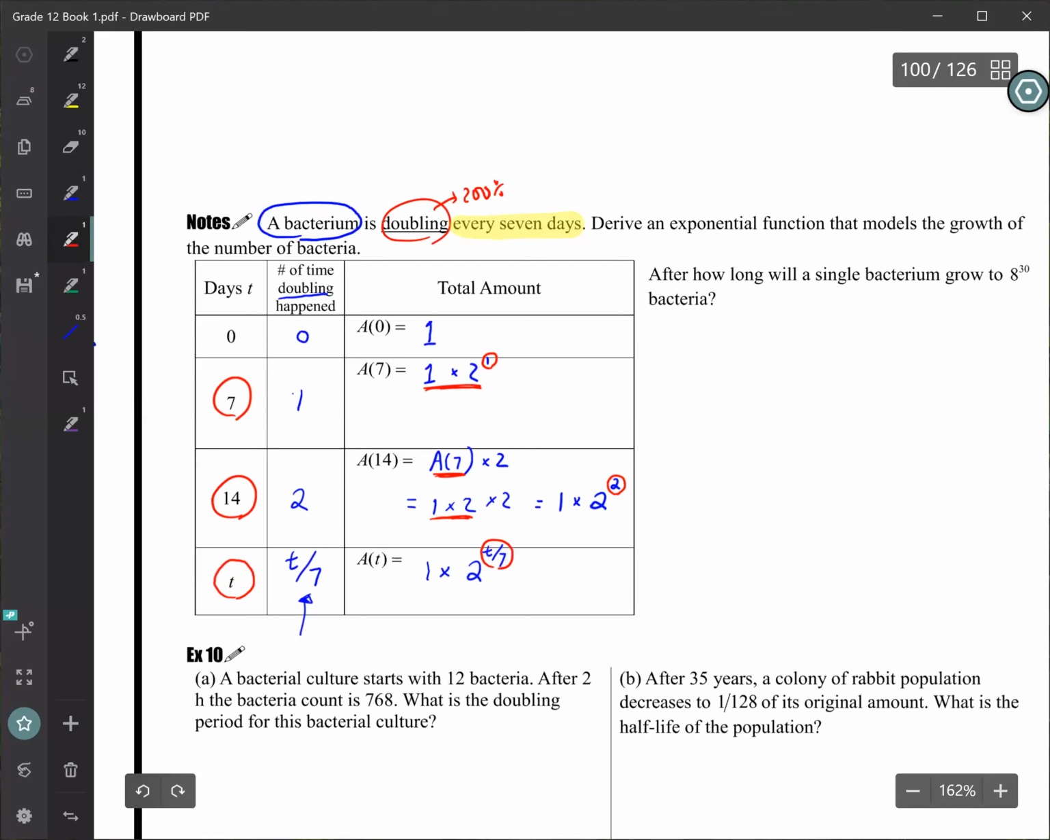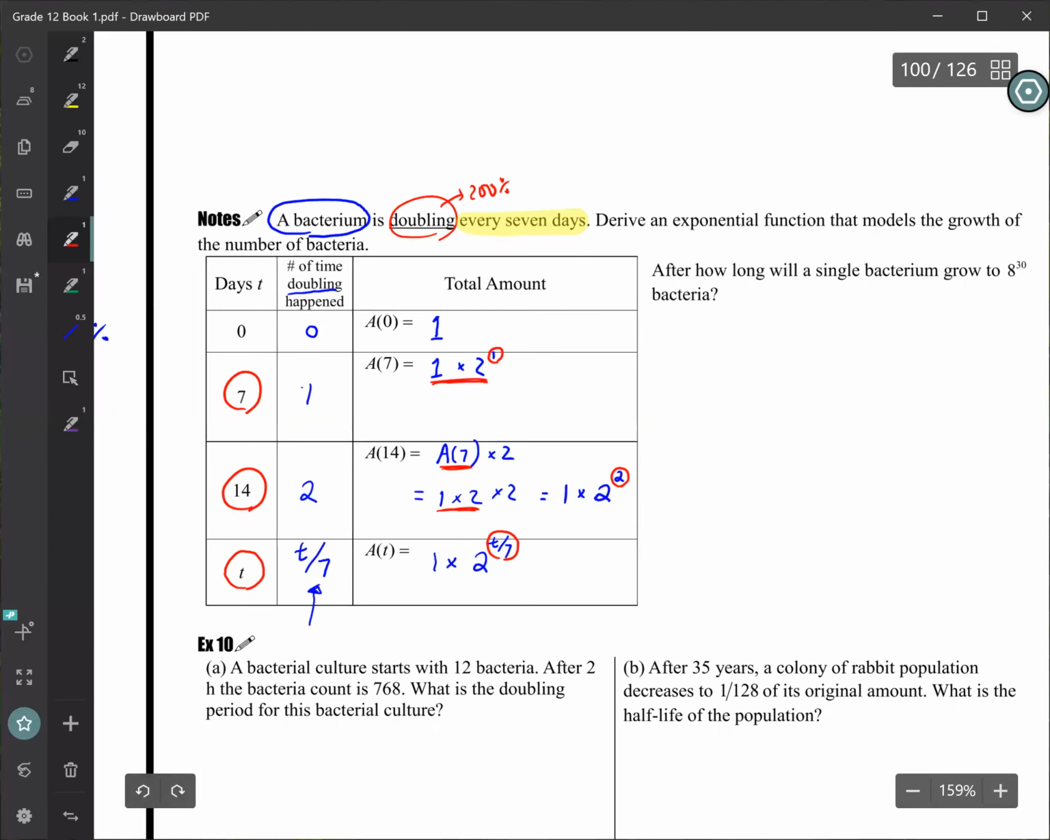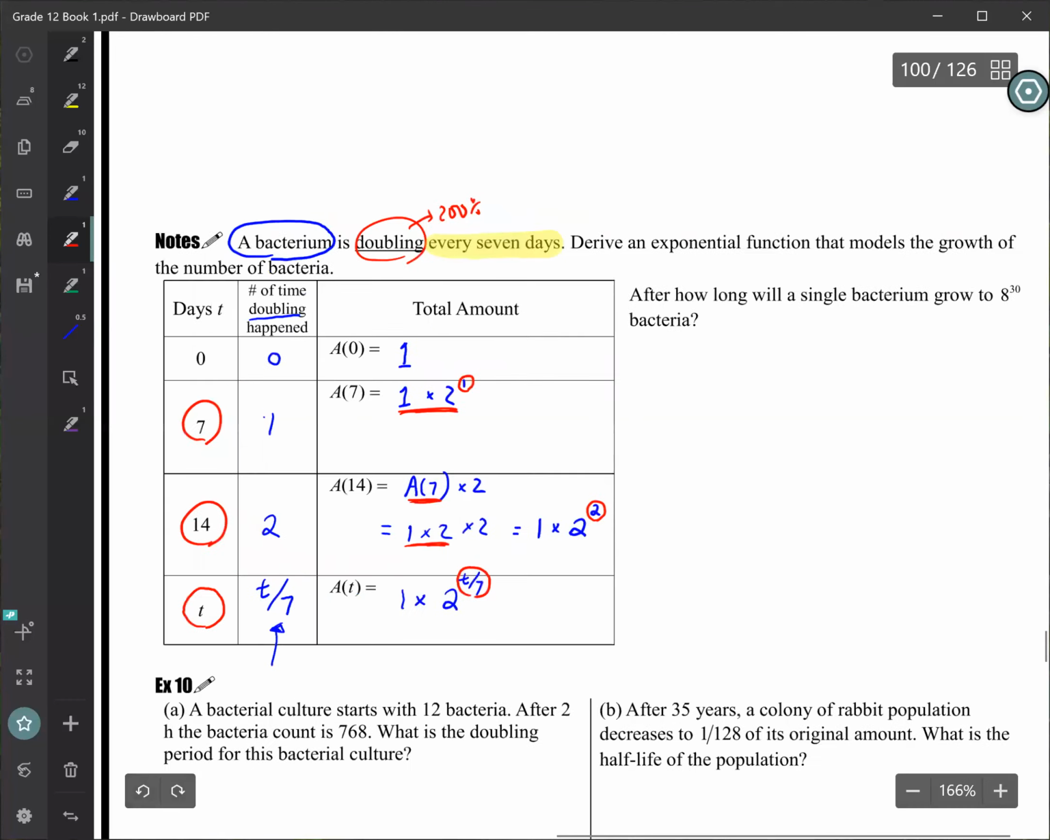So depending on the question, it's not always 7. If it's every 2 days, then you have to do t over 2. Every 4 days, t over 4. So the formula will be this one for this question. Let's use this to answer the question on the right.